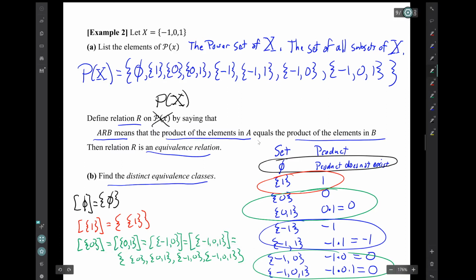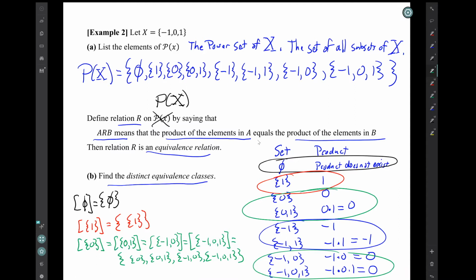One symbol for this big green equivalence class is the equivalence class of the set that contains 0. Another symbol for it is the equivalence class of the set that contains 0 and 1. So we see there are actually 4 different labels that work for that green equivalence class. There's only one green equivalence class, though. It's that set that contains those 4 sets.